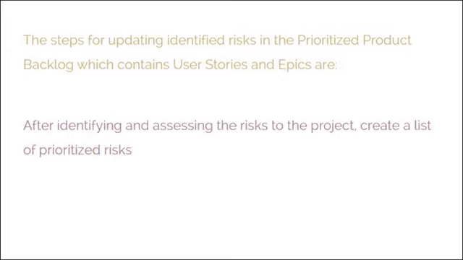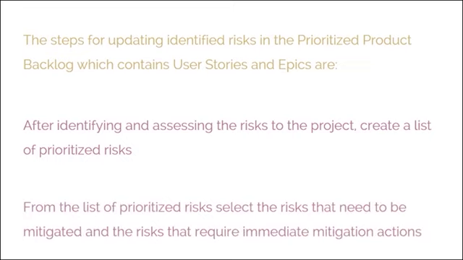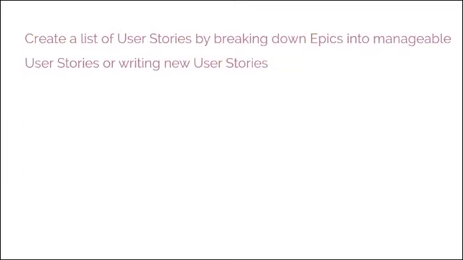1. After identifying and assessing the risks to the project, create a list of prioritized risks, e.g., the risks can be prioritized by value using expected monetary value techniques. 2. From the list of prioritized risks, select the risks that need to be mitigated, and also select the risks that require immediate mitigation actions, that is, the risks for which the Scrum team should take specific risk action in the next sprint.